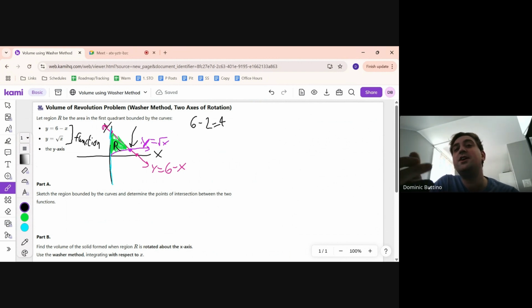Obviously, using your calculator, you can find the 2 intersection points of the graph. But there's an algebraic way we can do this too. I'll show you that in a second.